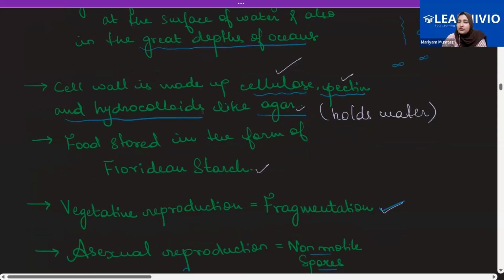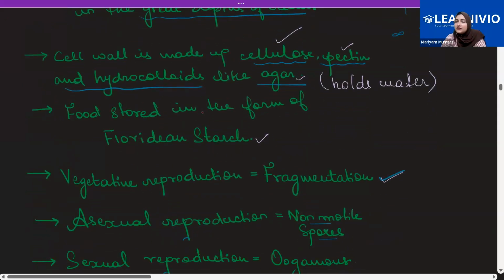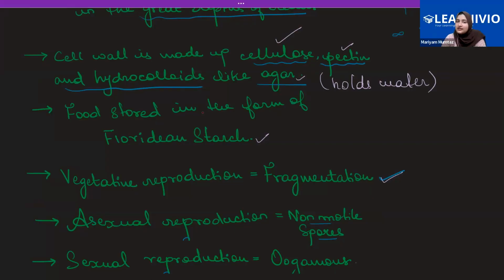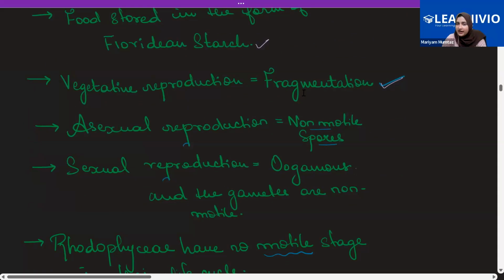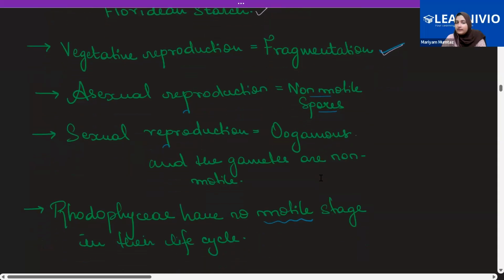Now, food is stored in the form of Floridian starch. Their food storage structure is, again, a different thing: Floridian starch. Vegetative reproduction takes place by fragmentation. Asexual reproduction takes place by non-motile spores. Sexual reproduction is oogamous. Okay, it's oogamous, and the gametes are non-motile.